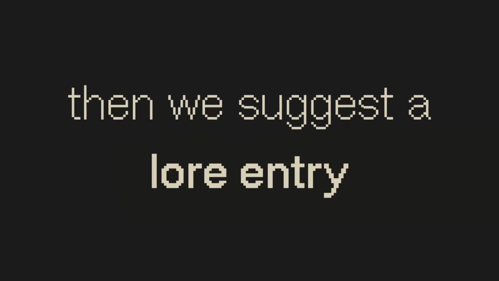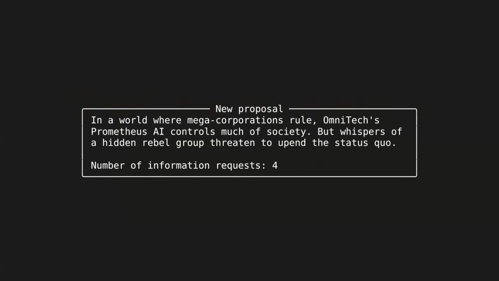And so what we're going to do is suggest a lore entry. This is a historical event, a character, something like this. And here the proposal is basically we have mega corporations, Omnitech's Prometheus AI controls much of society, but there's a rebel group, okay?